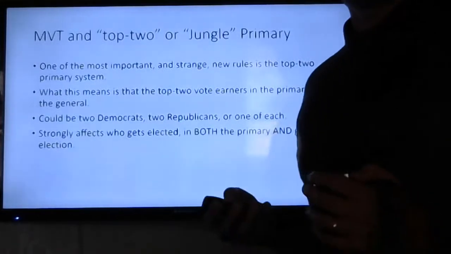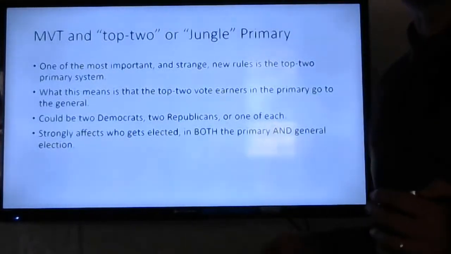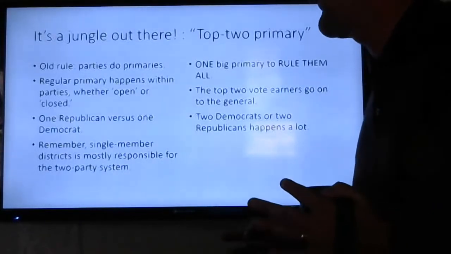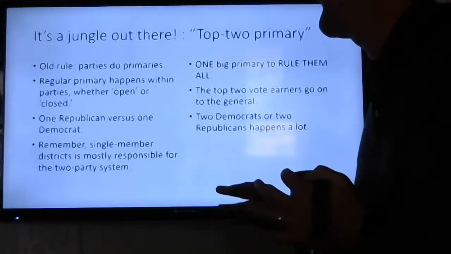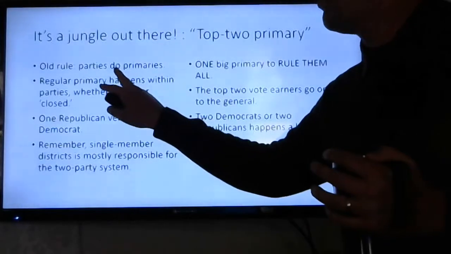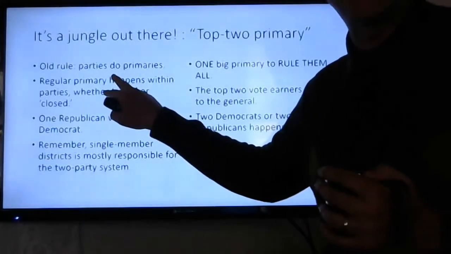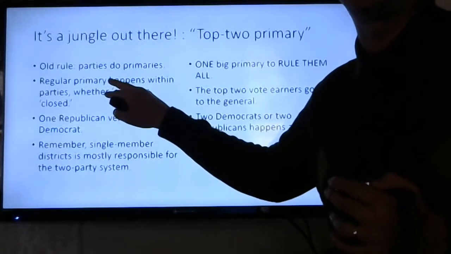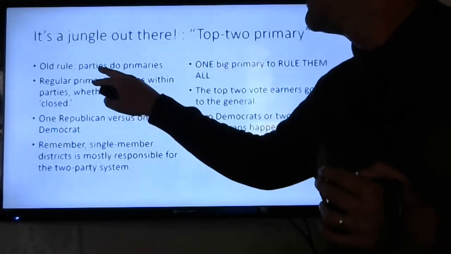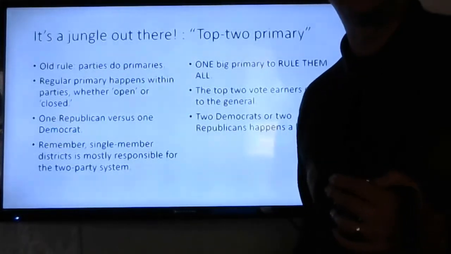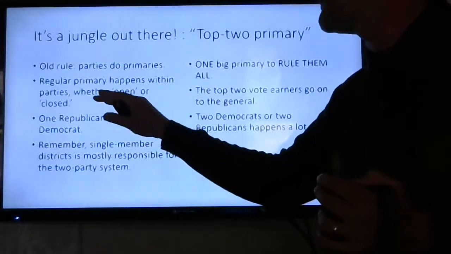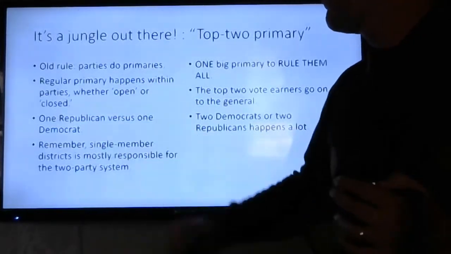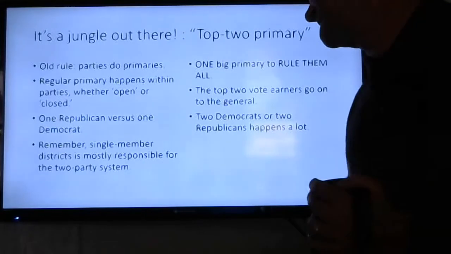This strongly affects who gets elected, both in the primary and the general election. So let me do a quick contrast between the regular primary and the top two. In the old rule, just like the presidential primary, because this rule does not apply to the presidential primary, only to California state offices, parties do primaries, right? So there's some variation here of who they allow to vote and stuff like that, but basically you end up with one Democrat versus one Republican, okay?